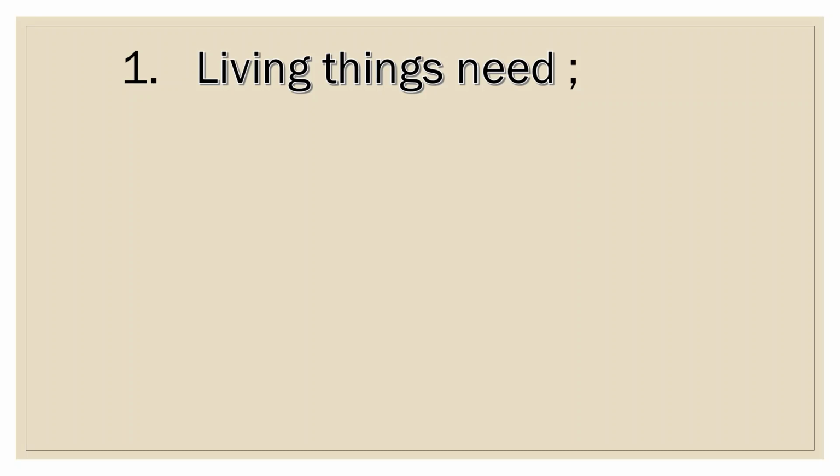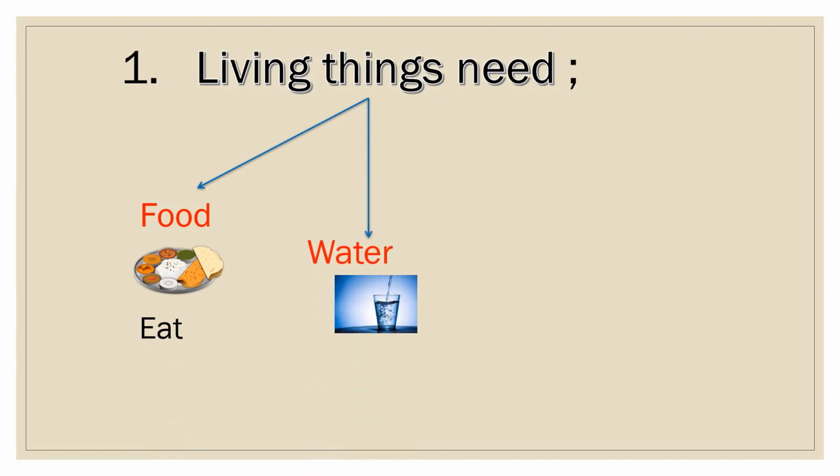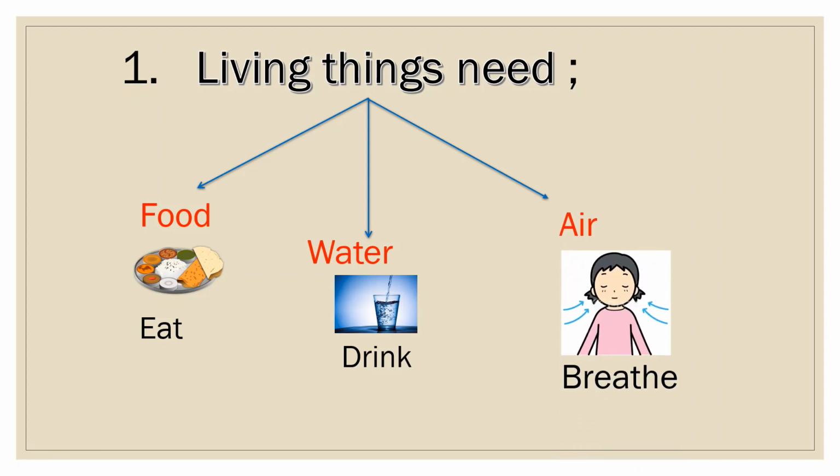The first characteristic is living things need food to eat, water to drink, air to breathe. Food, air and water are the most important needs of living things to survive. All living things need energy. They get energy from food, which helps them to move around and do all sorts of activity.